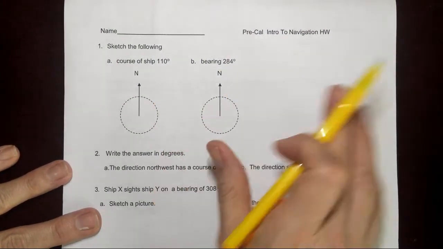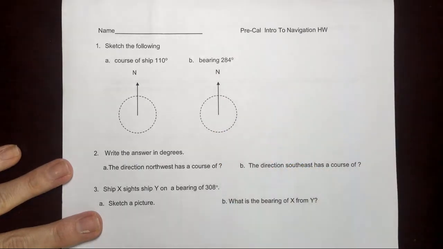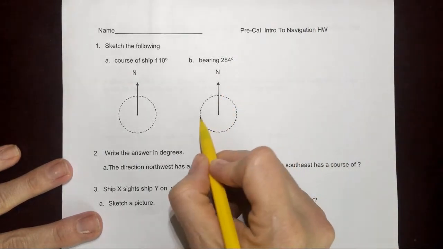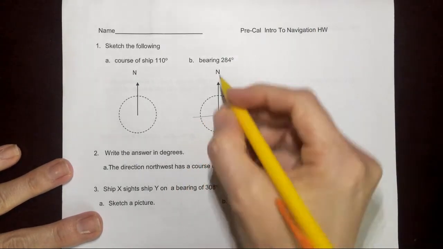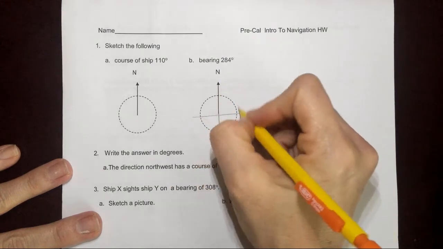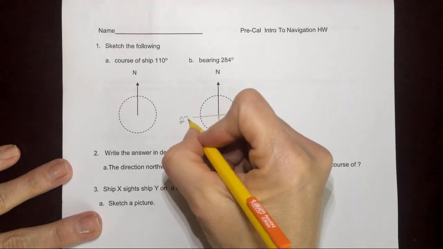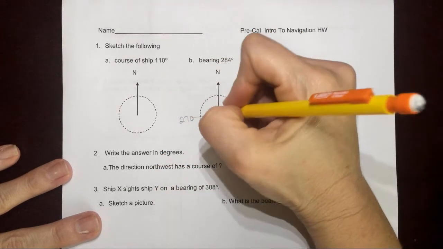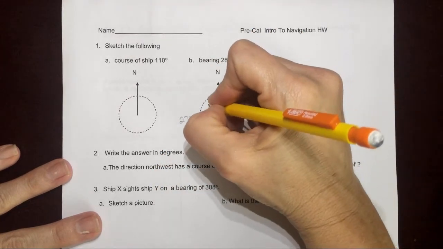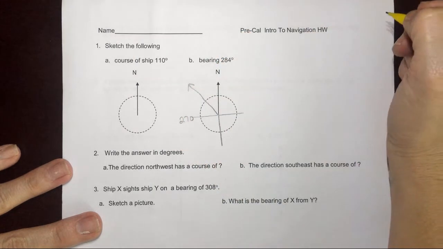I'll let you do number 1A on your own, and you can pause the video and come back and check. So we'll do B together. On B, they want me to draw where 284 degrees would be. So I know all the way to here is 270. So I know 284 is going to be in the upper left part of my compass.